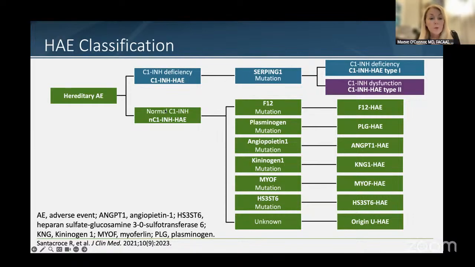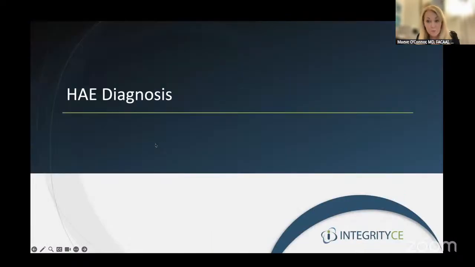Then we have normal C1 inhibitor, and this one is the more complicated one because for a long time, we didn't know the genetic mutations, and now we have identified more than 6 of these, and even more are being identified, including factor 12 mutation, plasminogen mutation, angiopoietin, kininogen 1, MYOF, and others are listed here as well. But classification is important because it guides diagnostic workup, as well as helping us with treatment selection for our patients.